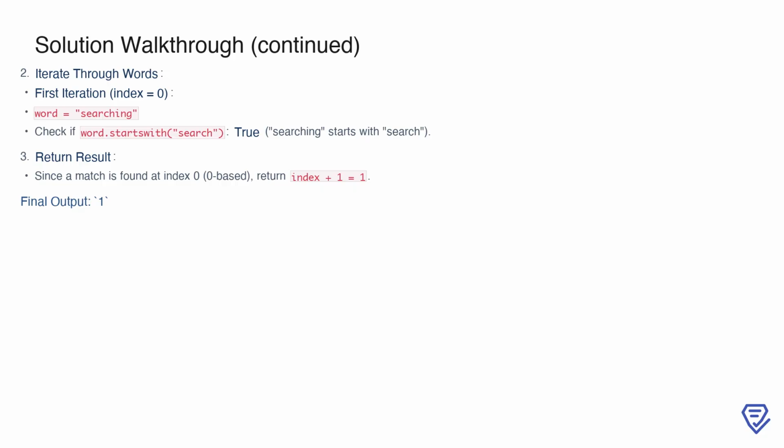As a result, we immediately return the position of this match in 1-based indexing. Since the match is found at index 0 in the zero-based list, we return index plus 1, which equals 1. The final output for this example is therefore 1.